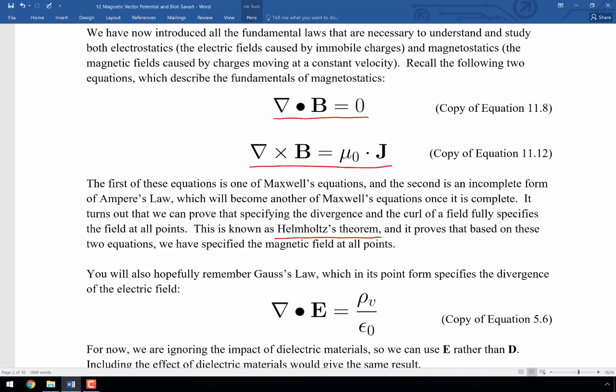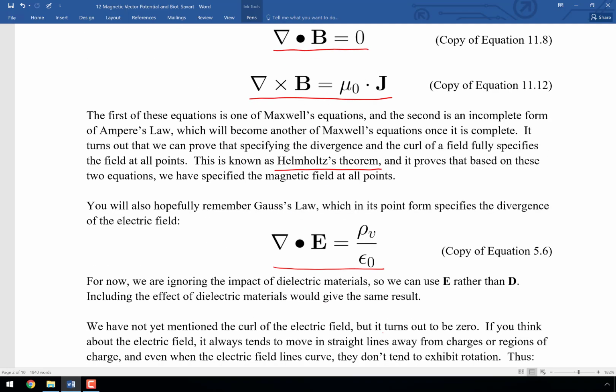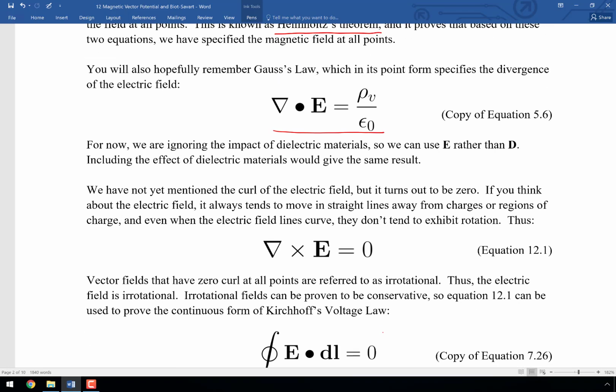We'd also already seen an equation that relates the divergence of E, and we called that Gauss's law. So we have both of the equations for magnetostatics, but we only have the divergence so far for electrostatics. It's kind of an oversight on my part that at the time I didn't mention it, but the curl of the electric field is always going to be equal to 0. So the curl of E is equal to 0.